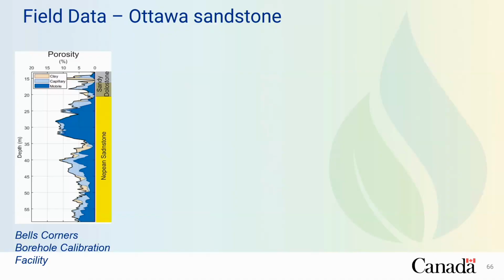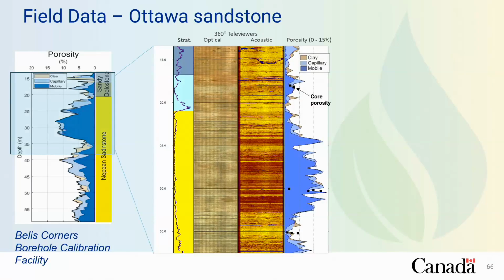We'll switch now to a bedrock site. This is here in Ottawa. This is at our borehole calibration test site, where we've collected a number of different porosity runs up and down this borehole wall. We'll just zoom in on a subsection here in the upper 30 meters. So the first column is the stratigraphy with a gamma log, and then next to that we have two optical televiewer logs. These are 360-degree unwrapped images of the inside of the borehole wall.